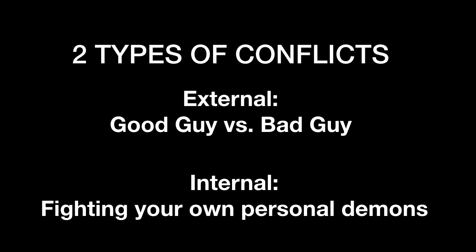Next, what is a conflict? It's the driving force of any story. There are basically 2 types, external and internal. An example of an external conflict would be good guy versus bad guy, like every stupid action movie that's out there. An example of an internal conflict would be fighting your own personal demons to overcome an obstacle, like A Beautiful Mind. Or half the Disney movies where the shy girl is afraid to assert herself.